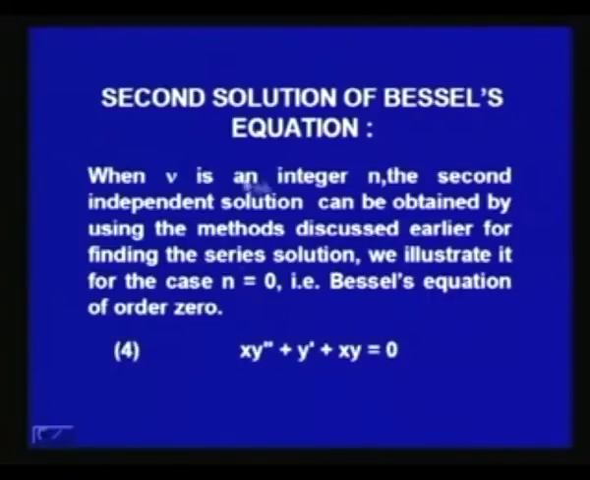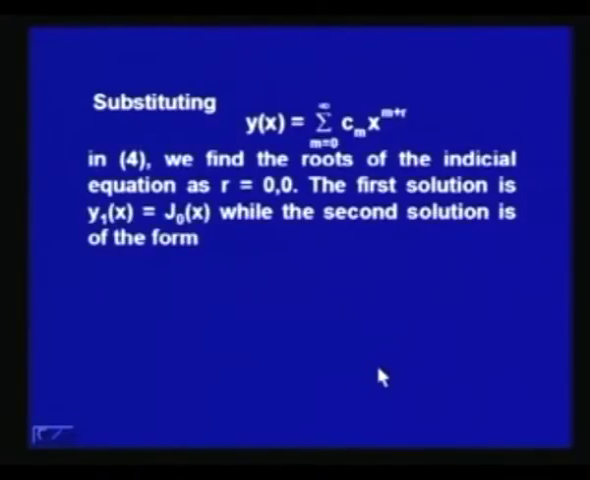Now, when nu is an integer equal to 0, the Bessel's equation of order 0 will be xy'' plus y' plus xy equal to 0. You can see from the Bessel's equation, if you put nu equal to 0 there, then it reduces to xy'' plus y' plus xy equal to 0. So, again x equal to 0 is a regular singular point here. Let us put y(x) equal to sigma m equal to 0 to infinity Cm x to the power m plus r, where C0 is not equal to 0.